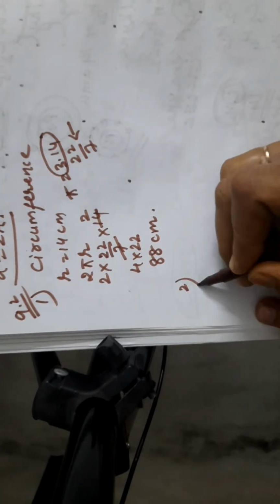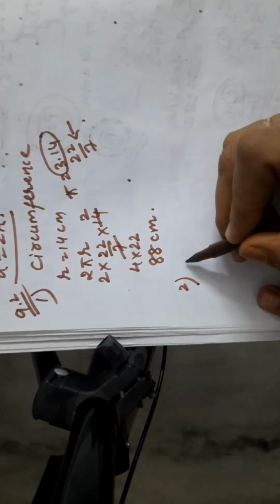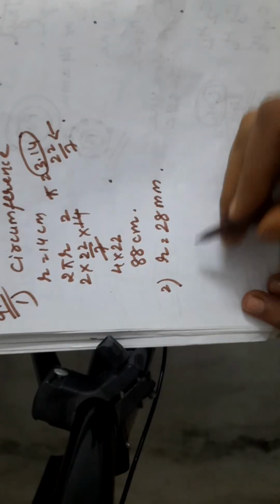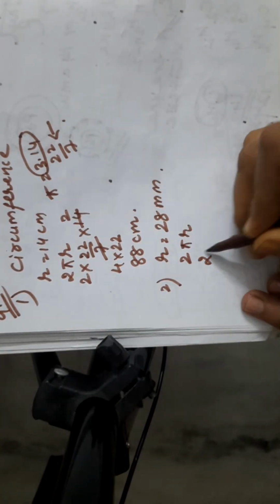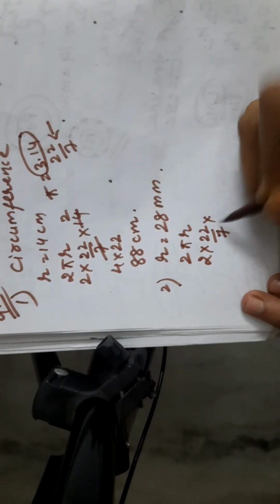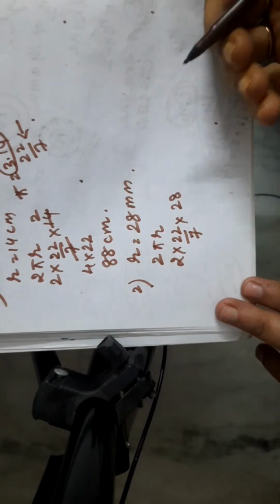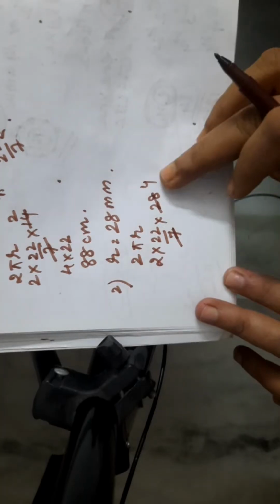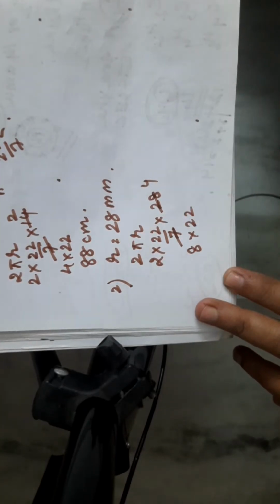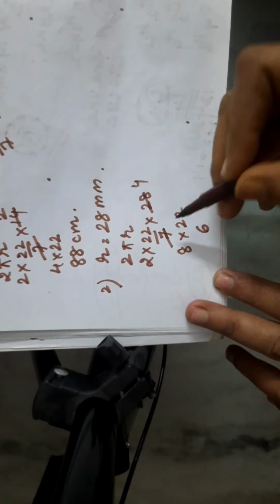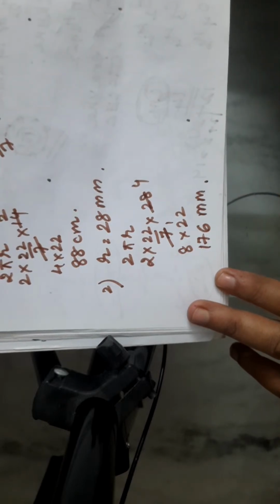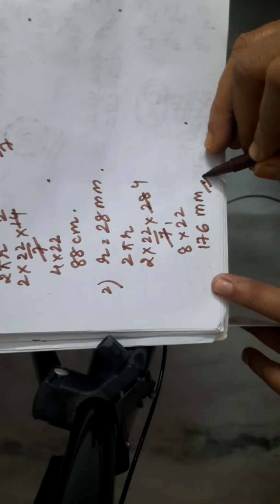Now the second question, where the radius is given as 28 millimeter. Again the same formula, 2 pi r. Pi we replace by 22 by 7 and the radius with 28. So 7 4s are 28. Now 4 2s are 8, multiplied by 22. 8 2s are 16, 8 2s are 16 plus 1, 17. So 176 millimeter.